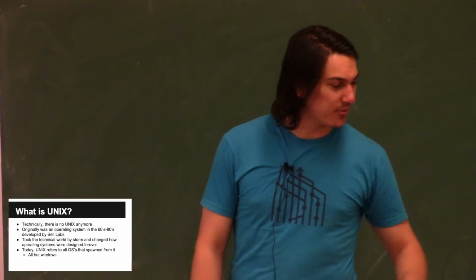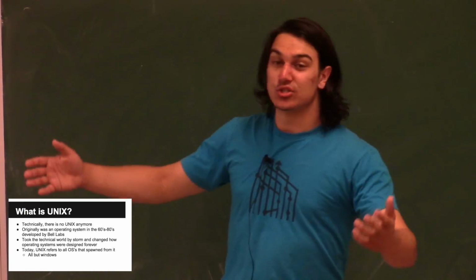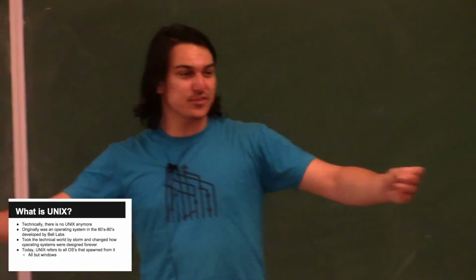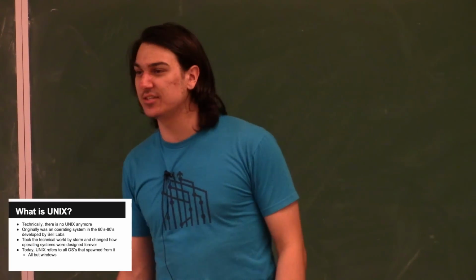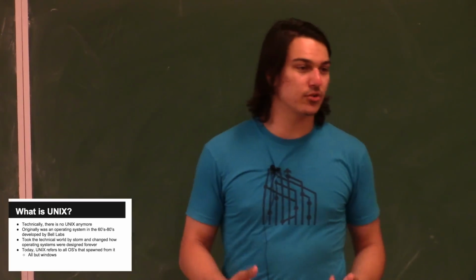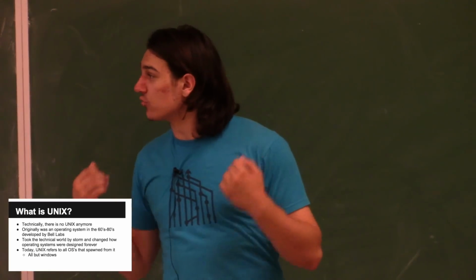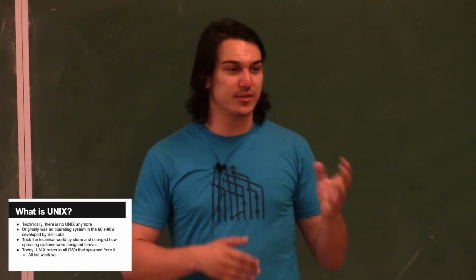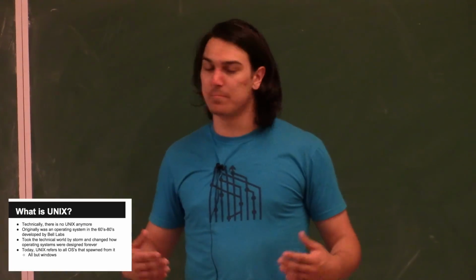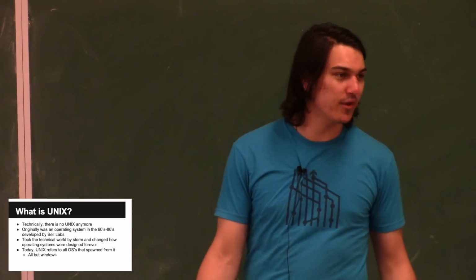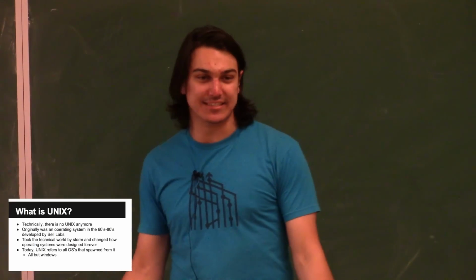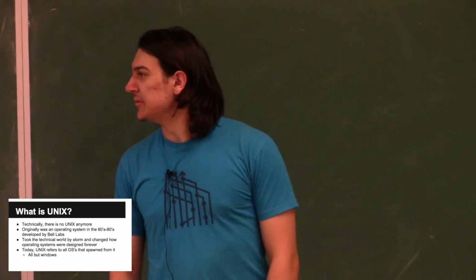So, good start with is, what is UNIX? Actually, technically, there is no UNIX anymore. The operating system UNIX itself was discontinued in the late 90s, early 2000s, but it was originally an operating system created between the 60s and the 80s in what's called Bell Labs. That is Bell Labs after Alexander Graham Bell himself. It's now known today as AT&T, if any of you have heard of that company.